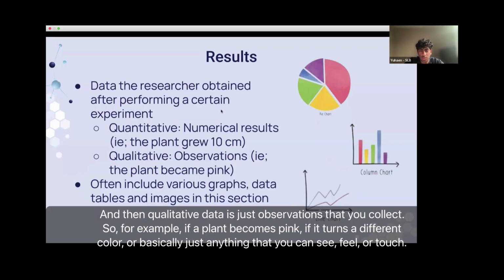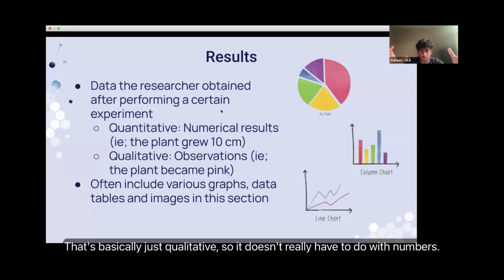And then qualitative data is just observations that you collect. So, for example, if a plant becomes pink, if it turns a different color, or basically just anything that you can see, feel, or touch, that's basically just qualitative.